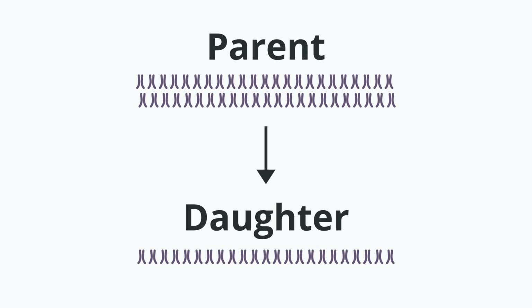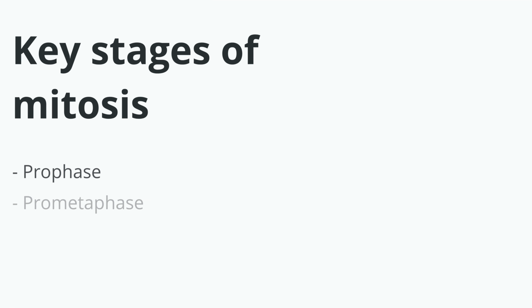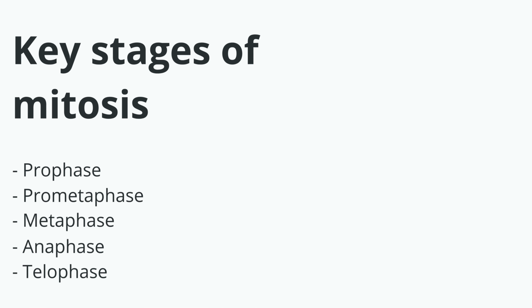It is important to remember that in meiosis, the daughter cell will always end up with half the original complement of chromosomes. In a human, this means the original cell will have 46 chromosomes, but the daughter cell will have 23. Before meiosis can occur, the cell must replicate its DNA, just as it does in mitosis.